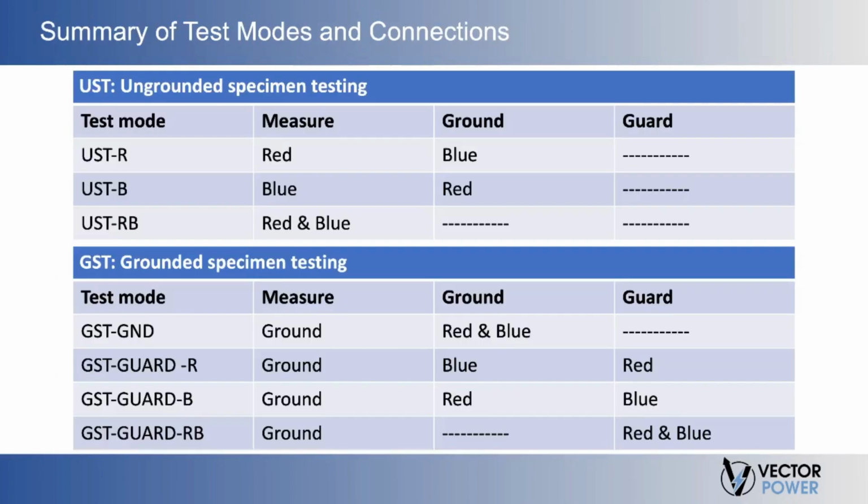So here we show a summary of all the test modes and the connections. As we can see, we have the UST measuring the red channel, UST measuring the blue channel, UST measuring both the red and blue, and then we have our various GST or grounded specimen tests as shown in the table here.